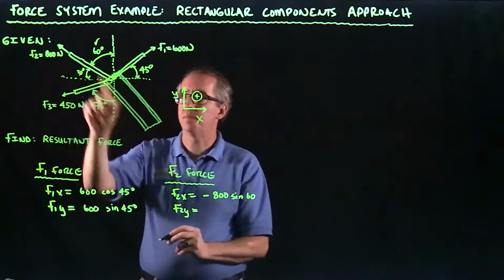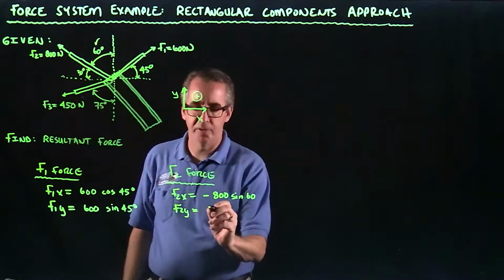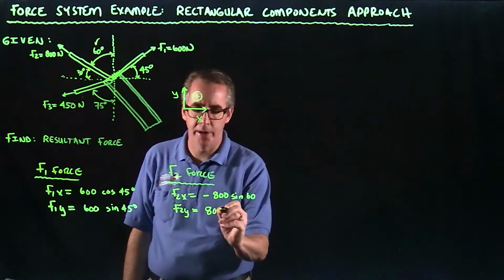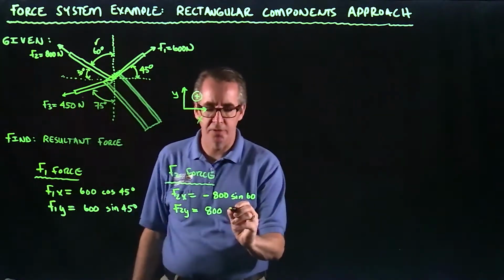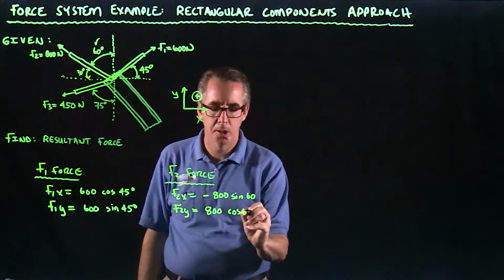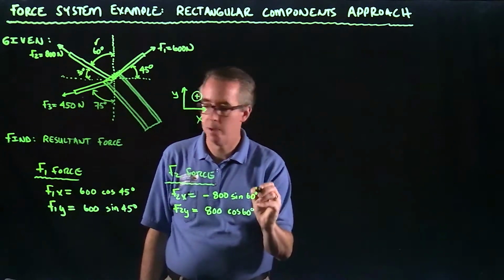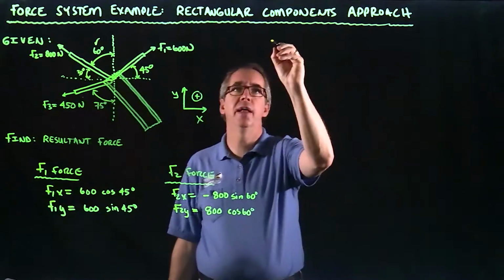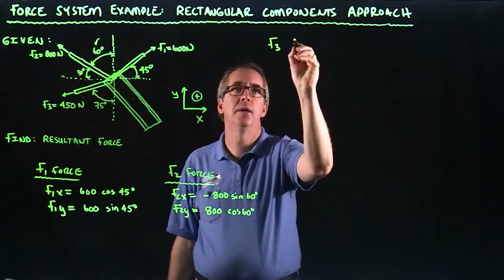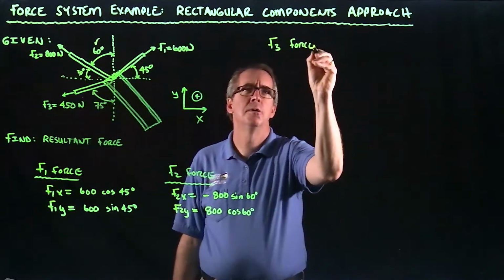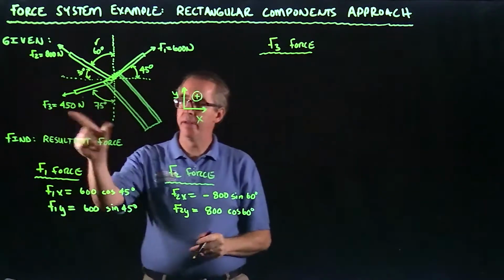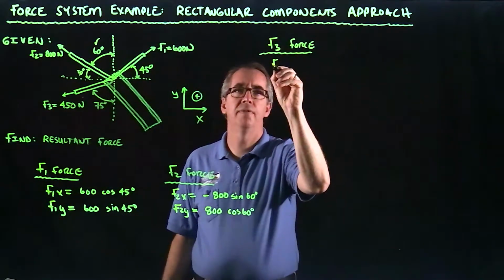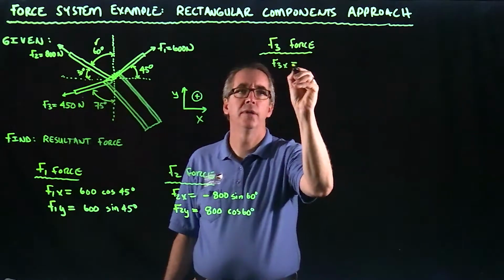Okay. F2 is going up, so it's going to be positive in the y direction. And then this side here would be the cosine of 60. Okay. And we'll do the last force, F3.